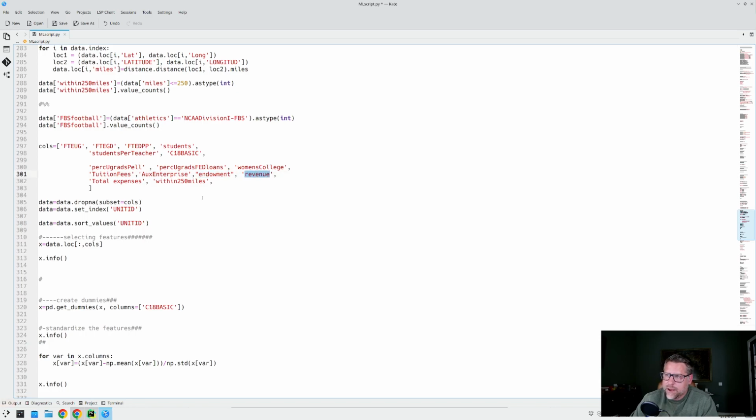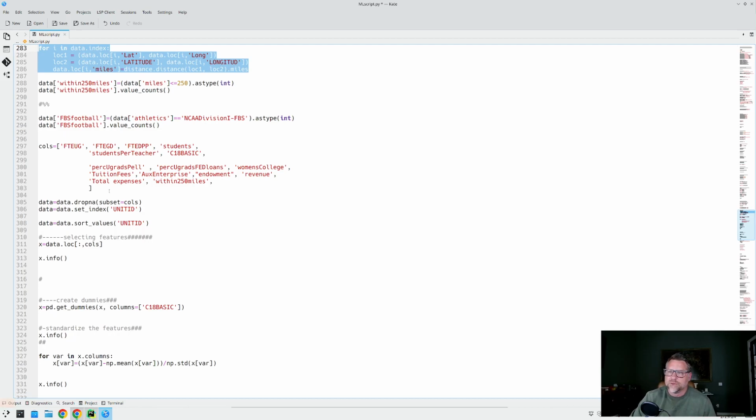A lot of schools with huge endowments get a lot of money for operations from their endowments. And then total revenue and total expenses, just to make sure that we're in the same ballpark in terms of finances. And then there's the within-250-miles variable. I do this more sophisticatedly now. I have the distance between the target school as the bird flies, using longitude and latitude, and you can see the code up here. I actually use this miles variable now instead of within 250. It's kind of an arbitrary cutoff, so I use miles.